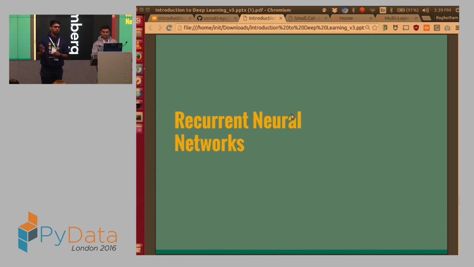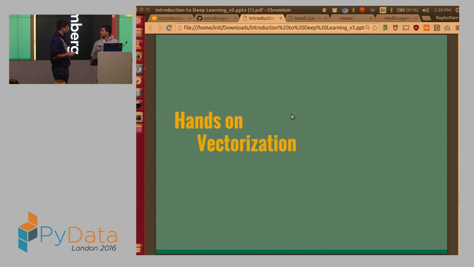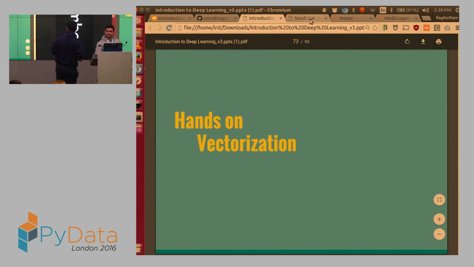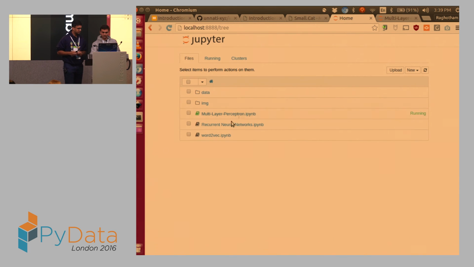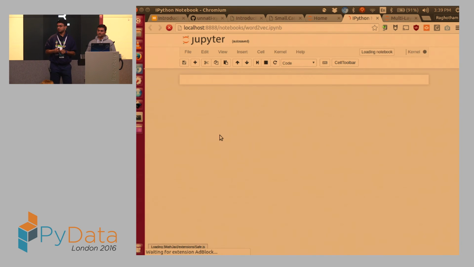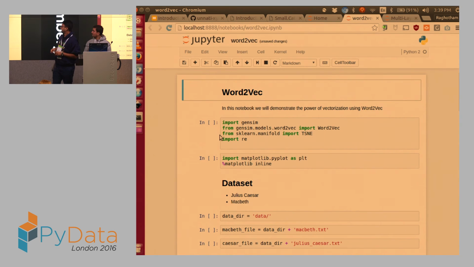Any other question? We can move on to hands-on. Okay, I think we'll just quickly move through the hands-on. We still have to show deep learning.